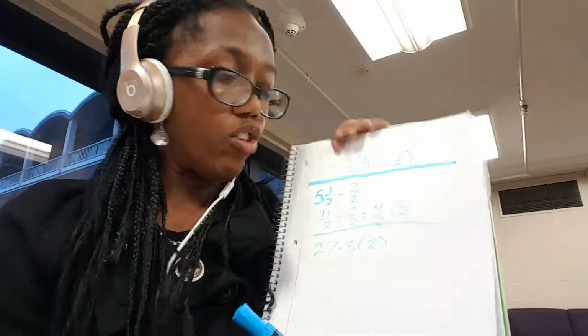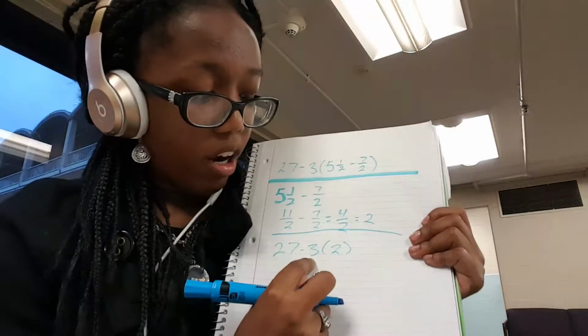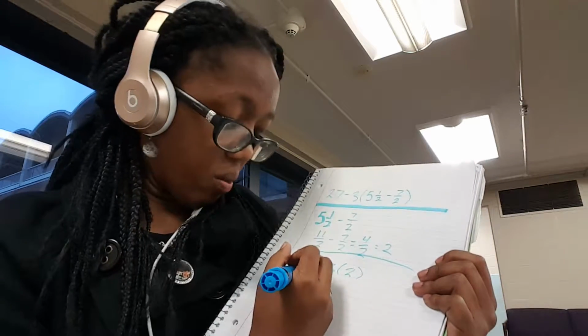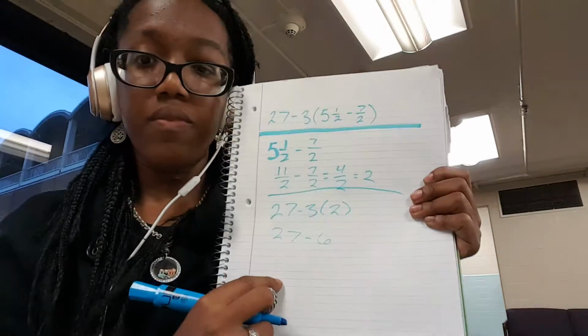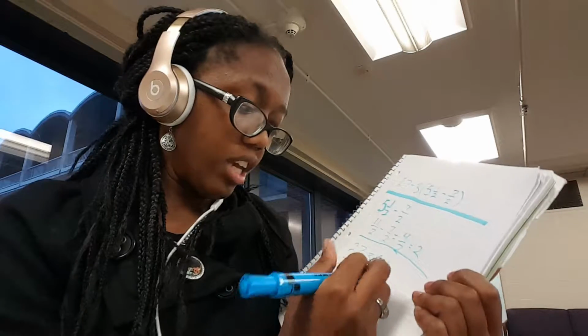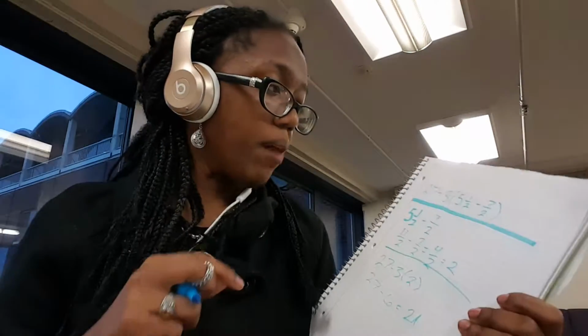And as you probably learned in your order of operations, we're just going to solve this now. So we're going to do the 3 times the 2, which is, of course, 6. So we're going to rewrite this as 27 minus 6. And just go ahead and solve it out as it is, and that should give you 21. And that's how you solve the second problem.